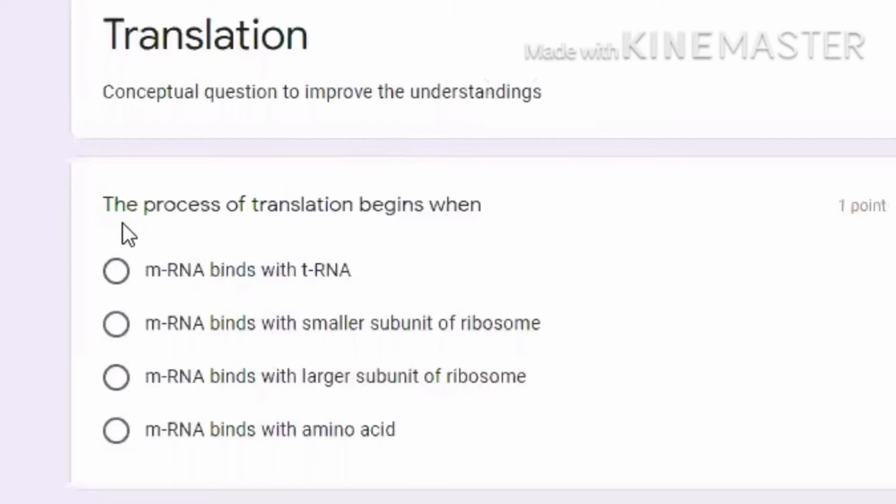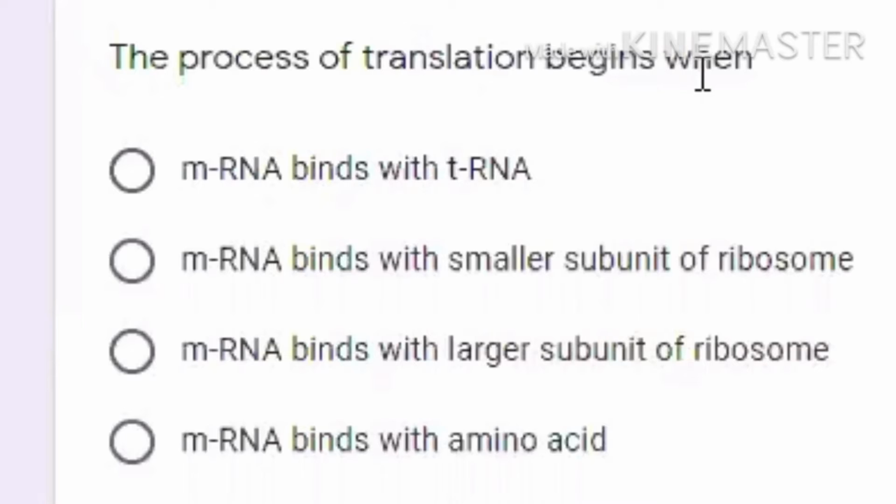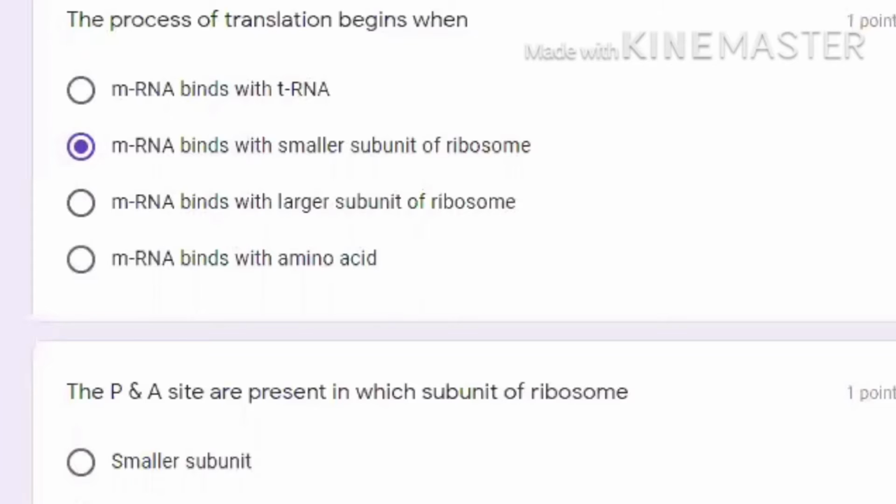So now see, the first question: the process of translation will begin when? The options are: when messenger RNA binds with transfer RNA, or messenger RNA binds with the smaller subunit of ribosome, or messenger RNA binds with the larger subunit, or it binds with amino acid. We have already discussed that the process of translation will begin when messenger RNA binds with the smaller subunit. Now see the next question.